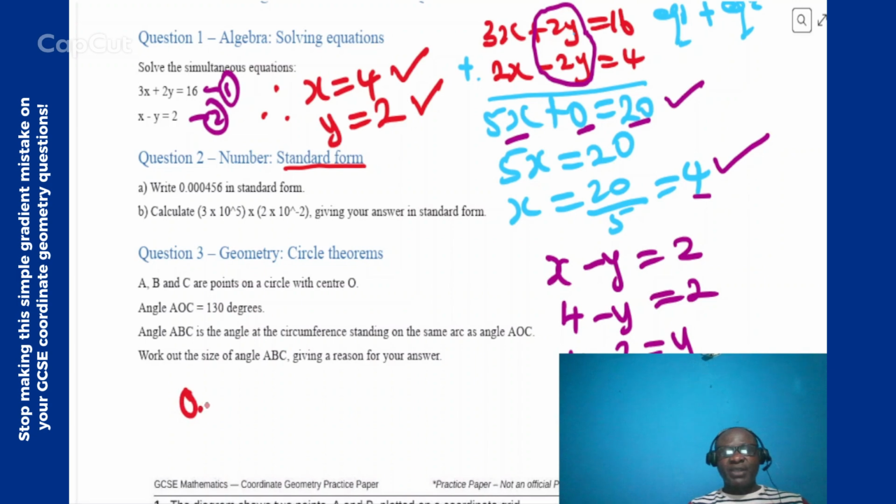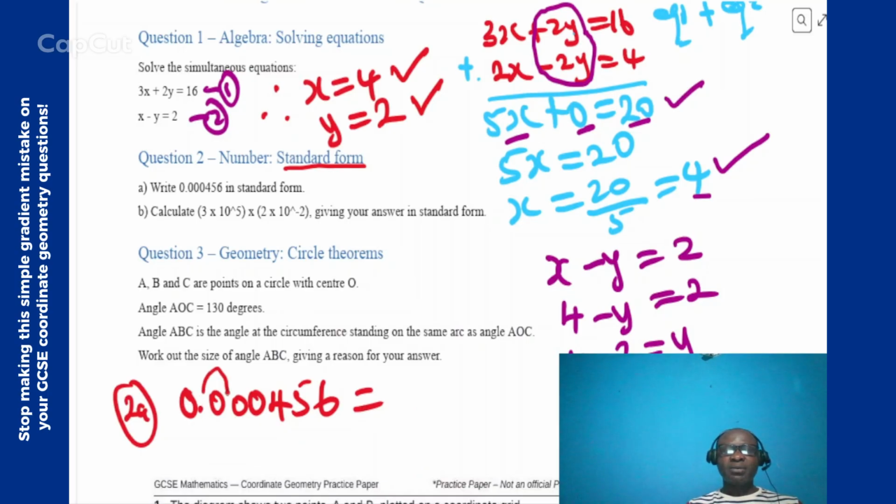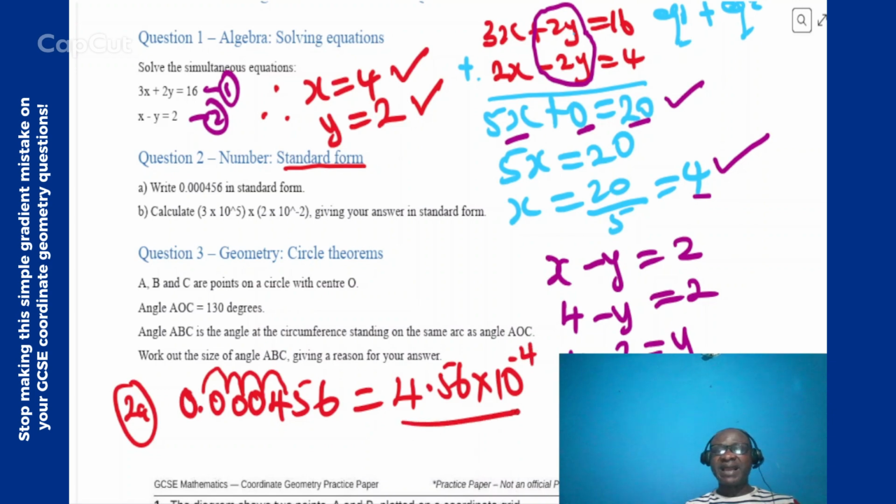Given 0.000456. This is question number 2A. How do I put it in standard form? Watch me. I will move this decimal point. 1, 2, 3, 4. I will stop. That place I stopped, I put the decimal point. It becomes 4.56, then multiply by 10. I moved 4 steps. This place will be -4. Final answer.